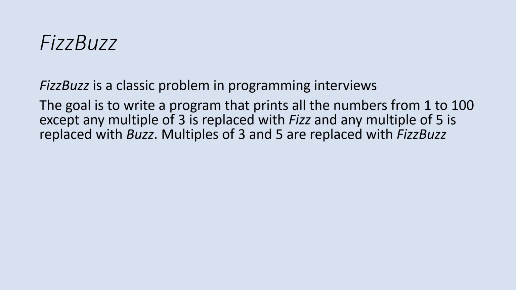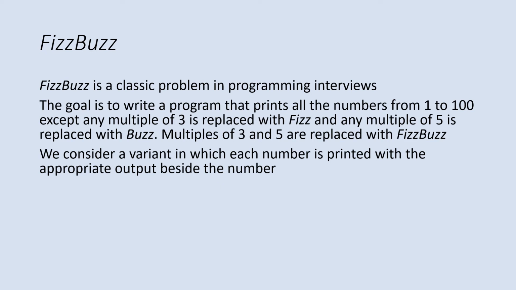And so we're going to go through each number and replace the number. Well, if the number is not a multiple of 3 or 5, we just print that value. And if it is a multiple of 3 or 5, we replace it with the appropriate value. In this case, we're going to do a slight variation on the theme. We're going to print the number and then the appropriate output beside that number. So rather than just creating a list of numbers from 1 through 100 with values being replaced, we're going to print the numbers and then beside the number have its appropriate output.